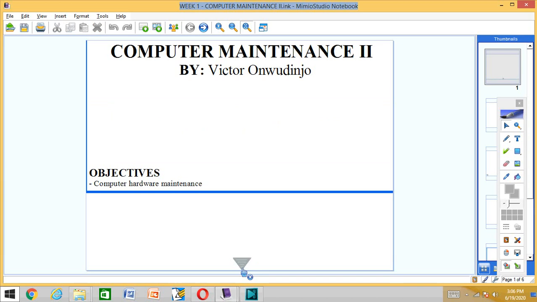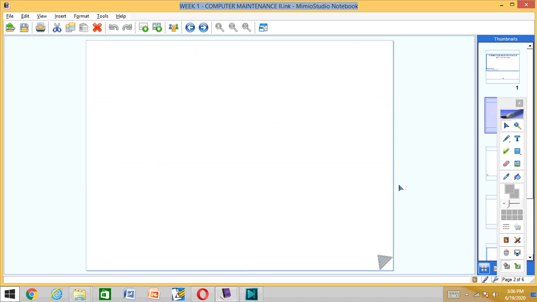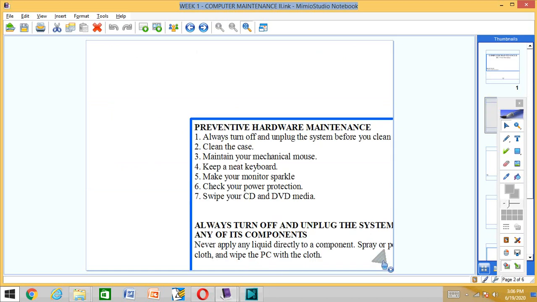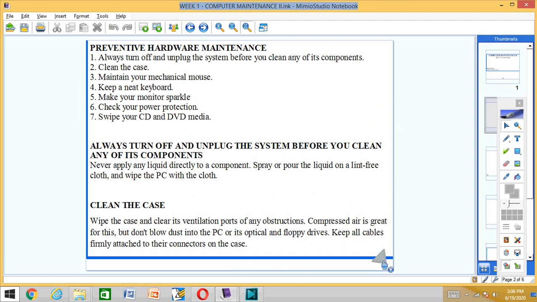At the end of this lesson, you will be able to describe the various hardware maintenance that could be carried out on the computer system. We will start by describing what the hardware is. Hardware are the physical parts of the computer system which we could see, feel, and touch. Preventive hardware maintenance are the steps taken to prevent the breakdown of the hardware components of the computer system.